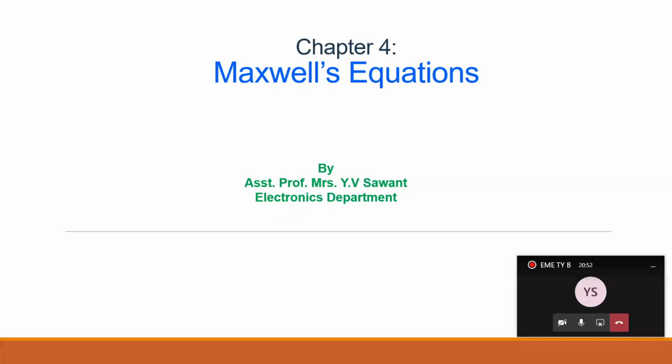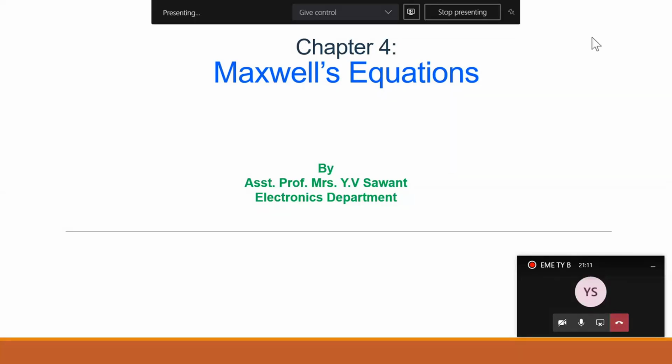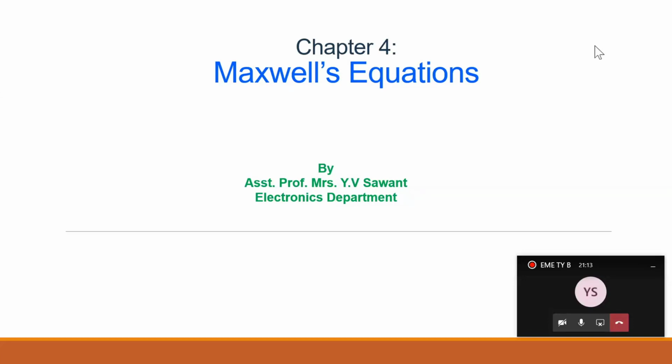So today I am going to start chapter number 4, that is Maxwell's equations. In this chapter, most of the things are based on equations, only equations. Already we have seen all the laws in electrostatics and magnetostatics, like Gauss law, Stokes theorem, Coulomb's law. All those laws are now represented in terms of equations.